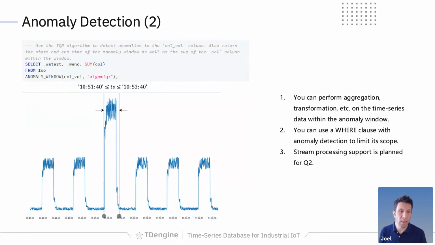Visually, this is what an anomaly detection can look like when you're looking in a time window and seeing where something jumps out beyond the norm. And you can use normal where clauses on your data to limit the scope of your query. Currently, this is supported on existing or historical data, but we'll be adding in stream processing next quarter.